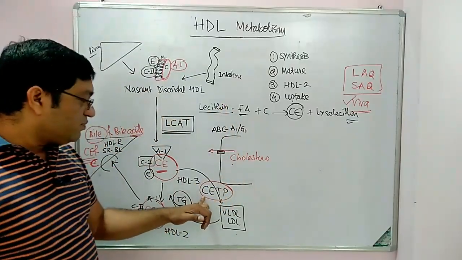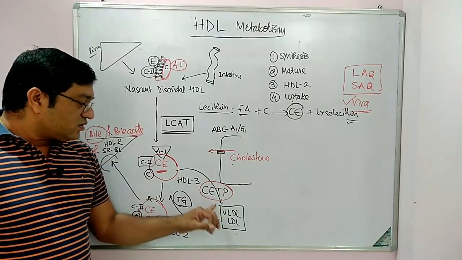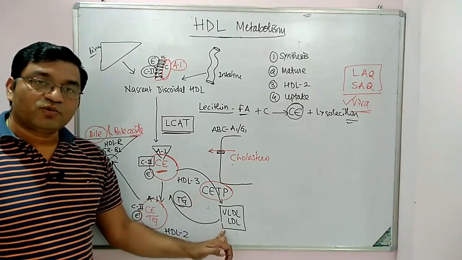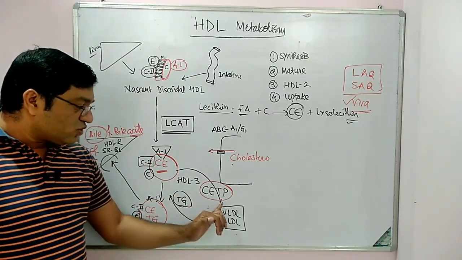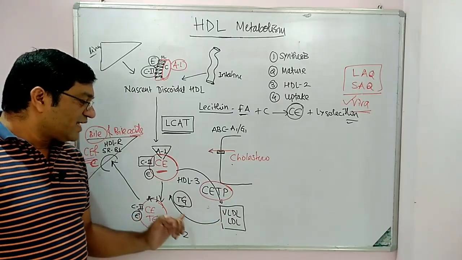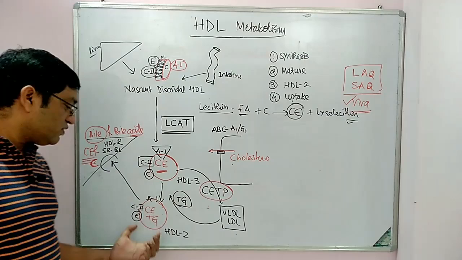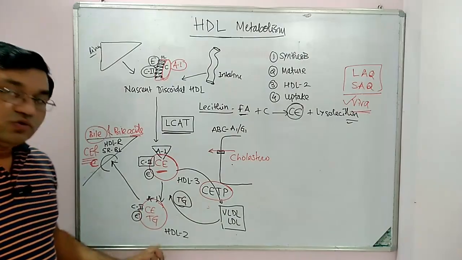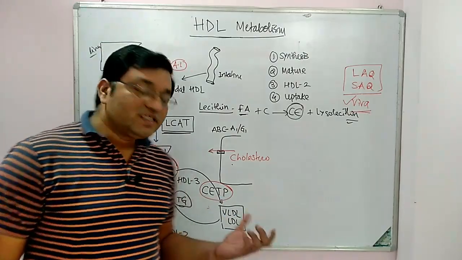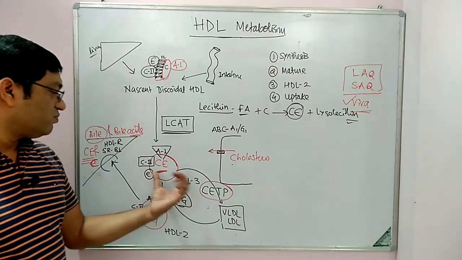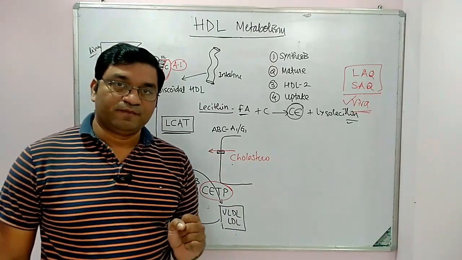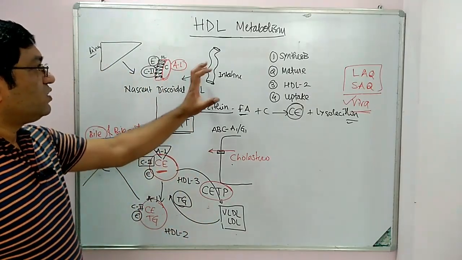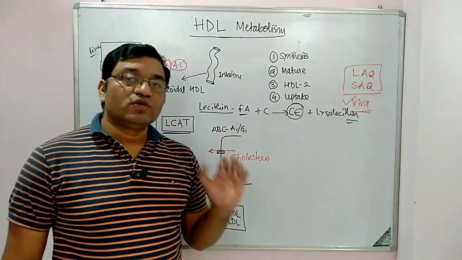What is the role of CETP? CETP helps in the transport of cholesterol esters to the other lipoproteins, while it also helps in transport of TG from other lipoproteins to HDL and helps in the formation of HDL2. What is the difference between HDL3 and HDL2? The TG content. HDL2 contains more TG as compared to HDL3. Got it? So this is the role of HDL in the transport of cholesterol.